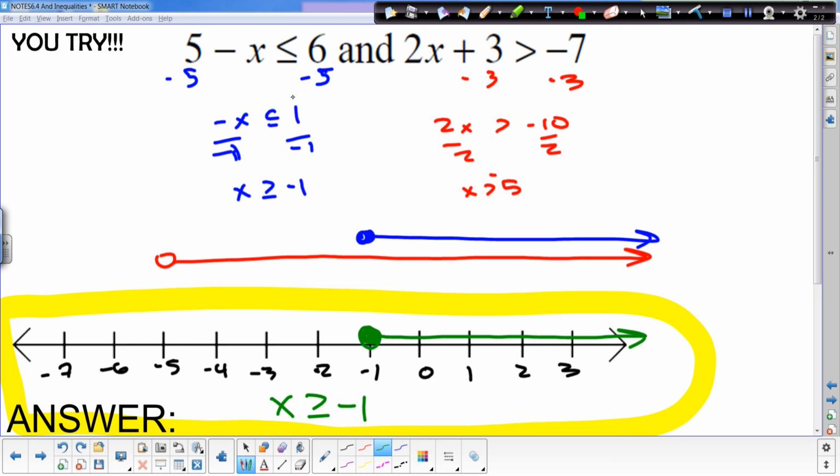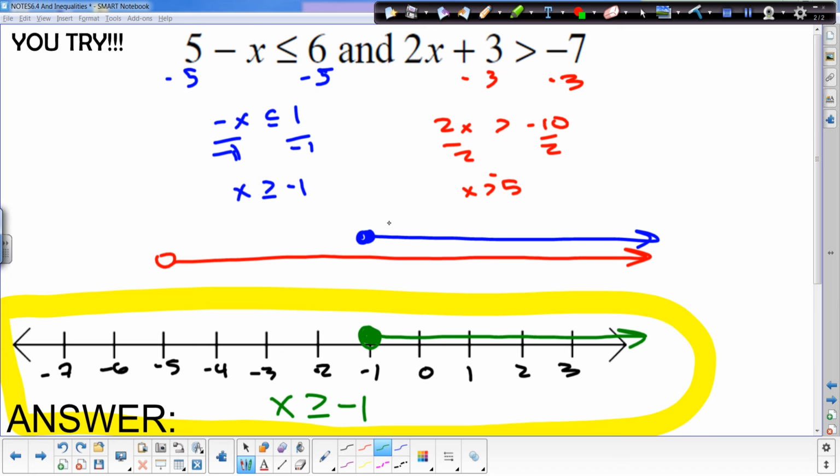Over here, I subtracted 5 on both sides. Don't add 5. 5 minus 5 is 0. That's what causes those to cancel. You have to bring down a negative x. And because of a negative x, I divide by a -1 right there. Because I divided by a negative, I had to flip the sign. Over here, subtracted 3, divided by 2, so I get x is greater than -5. And I just graphed each one.